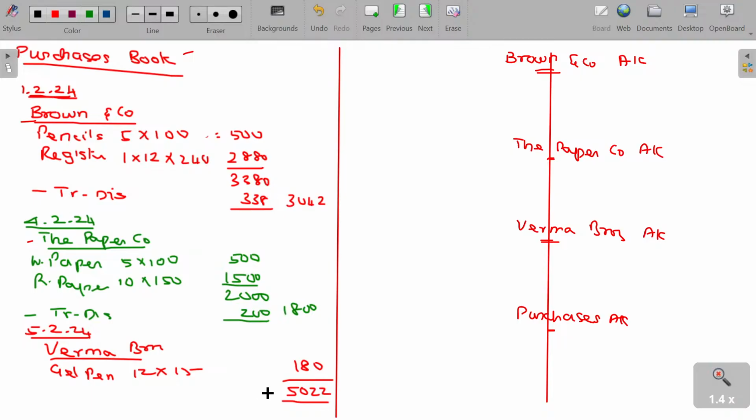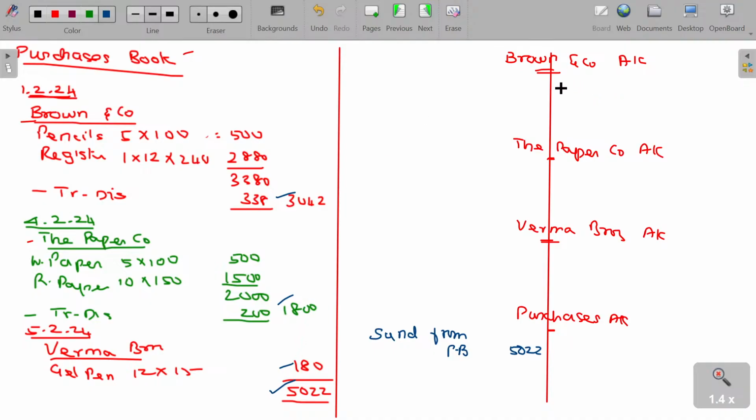This total is the total of purchases account. It's a debit, so it should go to the purchases account debit side. This will be sundries from purchases book. The value being 5022. Clear? As the total goes to the debit side, the individual parties' names should go to their concerned accounts, credit side. Debit and credit will be equal now.